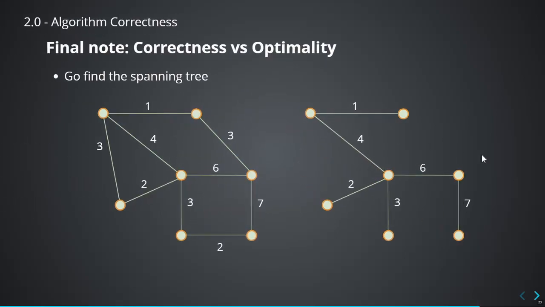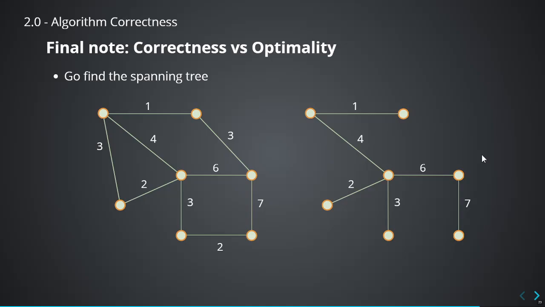I just have one final note here about correctness and optimality. Correctness is what we do in week 2. Optimality, we talked about last week. They are two different things. For example, if I tell you to go find a spanning tree, and I give you the tree on the right as the answer, what would you say? You're probably going to say wrong, that's not the spanning tree. Well, no, it is actually a spanning tree. It's just not the minimum spanning tree.